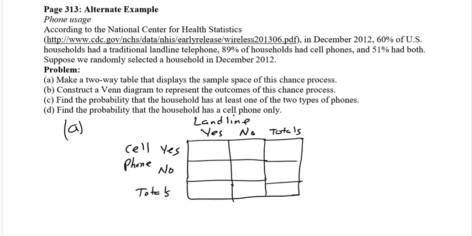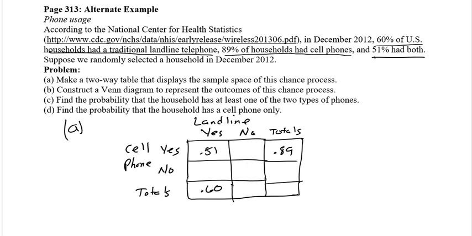So a landline, it said 51% had both. They had a landline and a cell phone, so 0.51 goes there. Now, it says 89% of households had cell phones. So cell phones, yes, that's the total. So 0.89 goes in the total column. 89% of all households had a cell phone. And then 60% of households had a traditional landline, so 0.60 goes here.